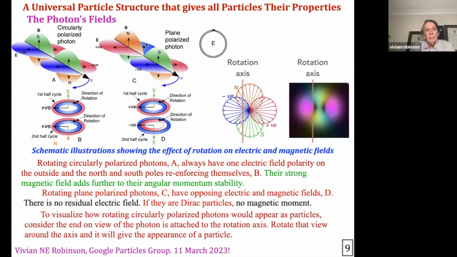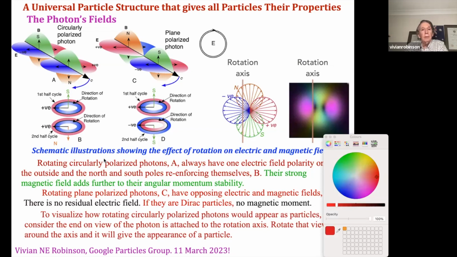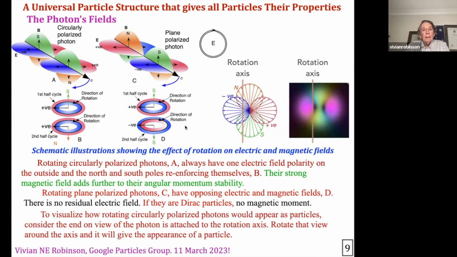Now, if we have a look at a case of rotating plane polarized photons, then the polarities of the field swap. So it means in the first half of a plane polarized photon, we'll have, say, the positive field on the outside. In the second half, it'll have a negative field on the outside, so it will basically have no residual charge. The magnetic fields are in opposing directions. Therefore, if it's a Dirac particle, there will be no magnetic moment either.